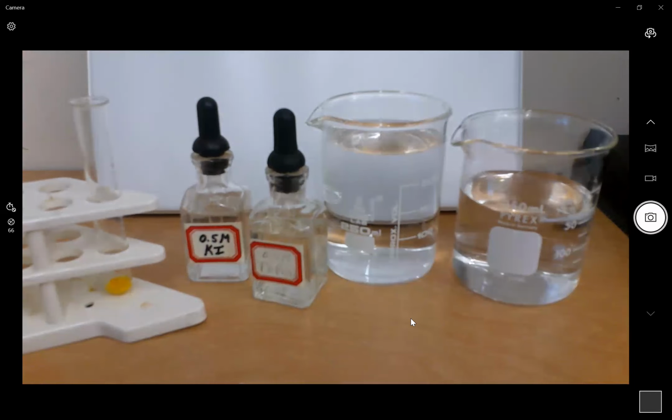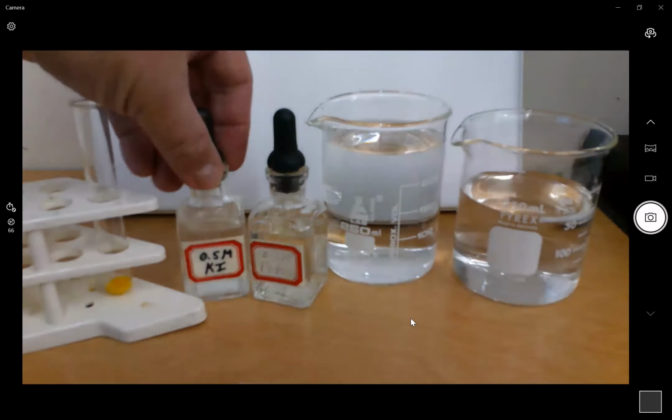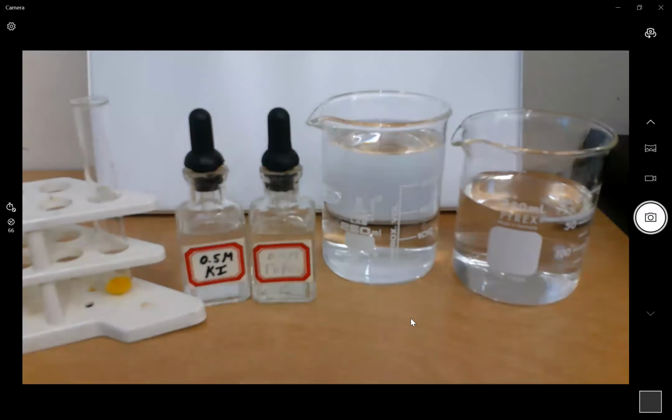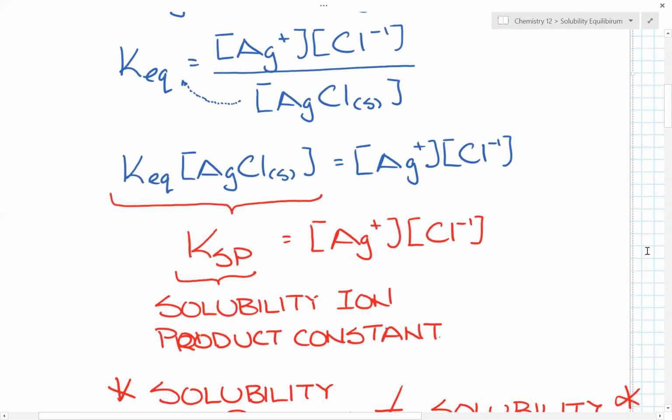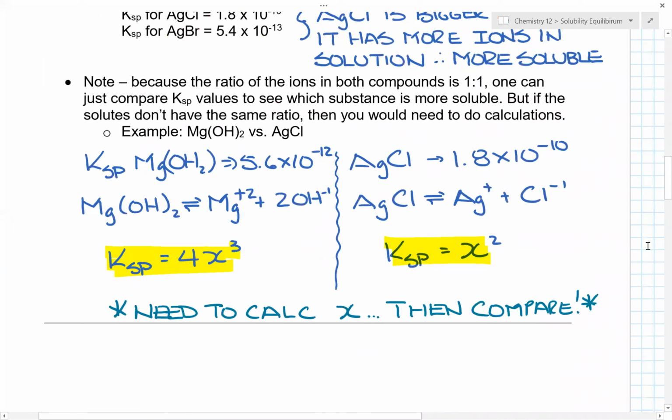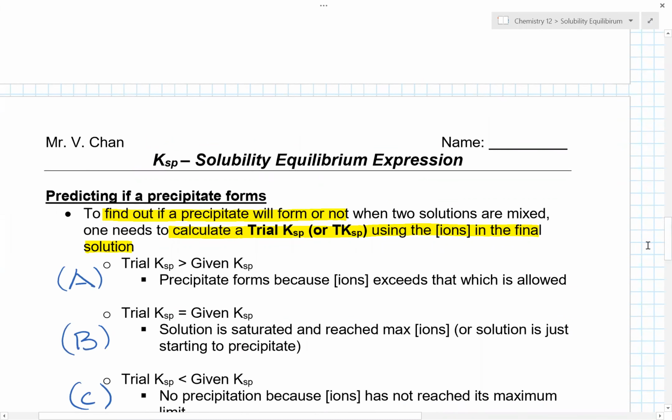The answer is no. Using KSP, we know that a precipitate theoretically should form, but it is dependent on the concentration. So it doesn't always form, because the concentration sometimes may not allow it. That's what I want to talk about today. This idea that precipitation is dependent on concentration is something called trial KSP.